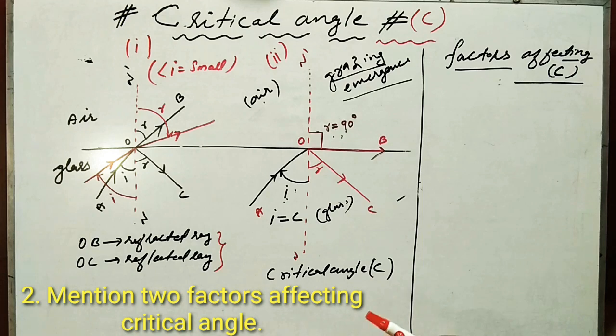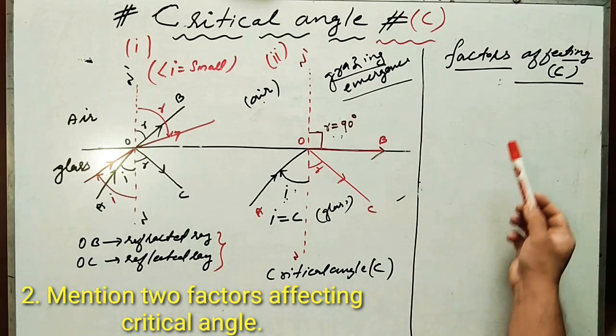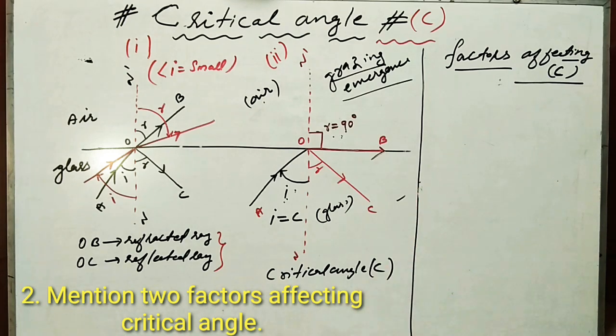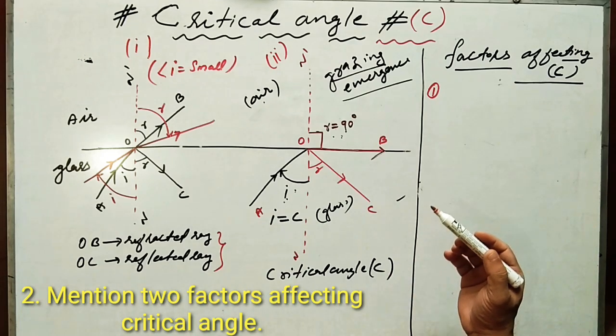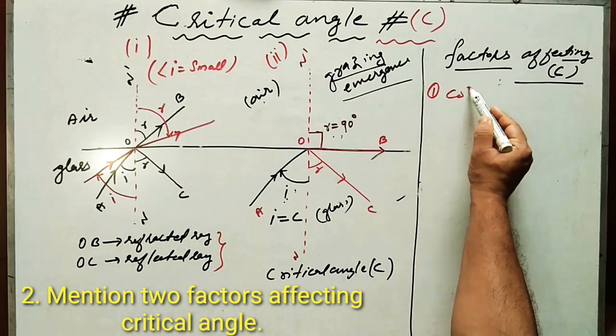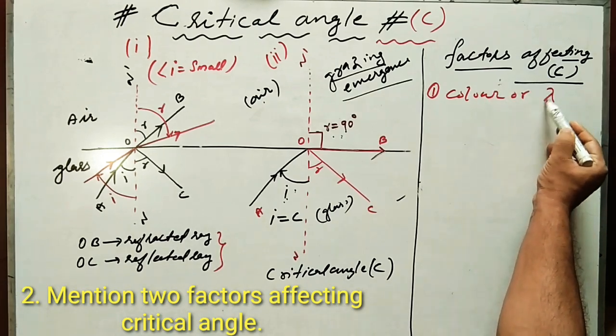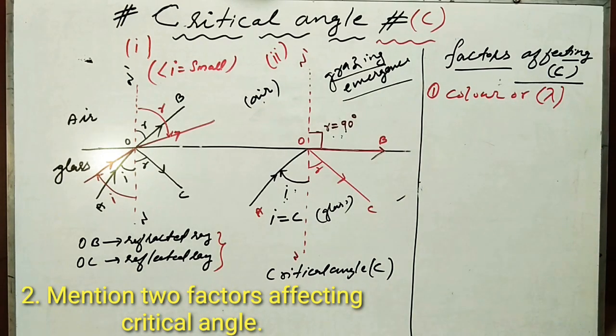So the refractive index of a medium is affected by two factors. You know it. What all are they? The color or wavelength of the light and the temperature. Since the refractive index is affected by color and temperature, therefore I can say the critical angle also must be affected by color of the light and temperature. So the first factor affecting critical angle is color or the wavelength lambda of the given light.